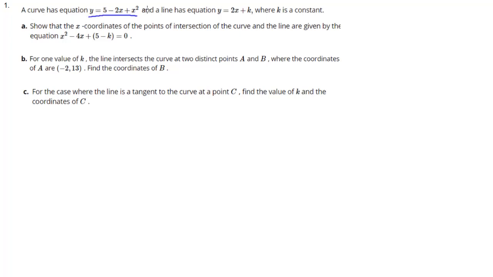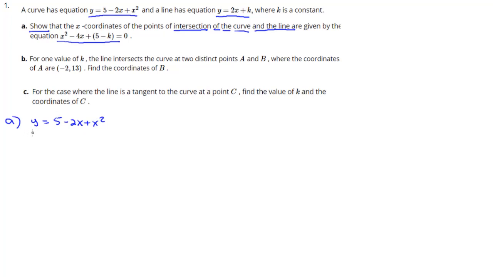Okay, on problem number 1, we've got a curve y equals 5 minus 2x plus x squared and a line y equals 2x plus k, and k is a constant. They want us to show that the x coordinates of the points of intersection of the curve and the line will be given by the equation x squared minus 4x plus 5 minus k equals 0.